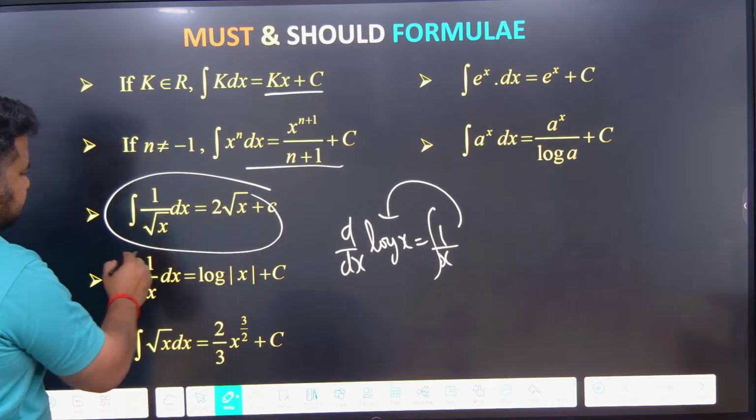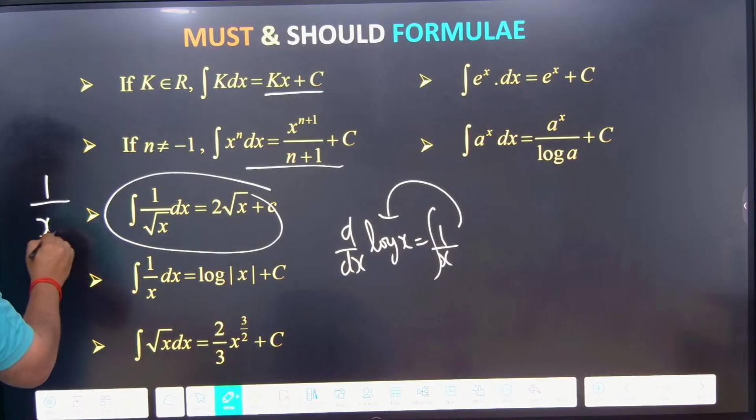What will happen is, 1 by root x, you will write it as 1 by x to the power of 2 by 3. So this 2 by 3 will go up, and this will become x to the power of minus 2 by 3.